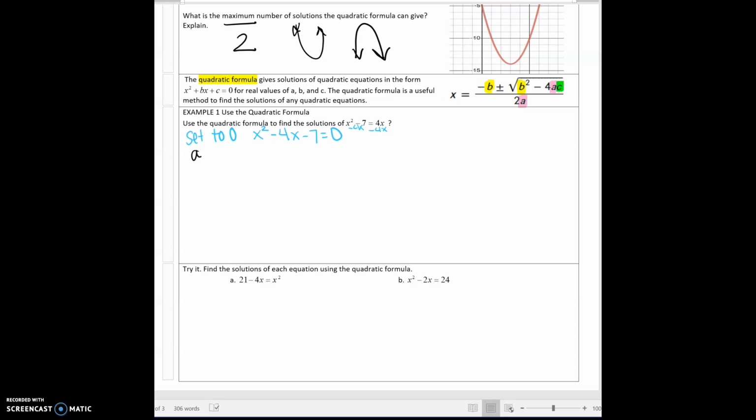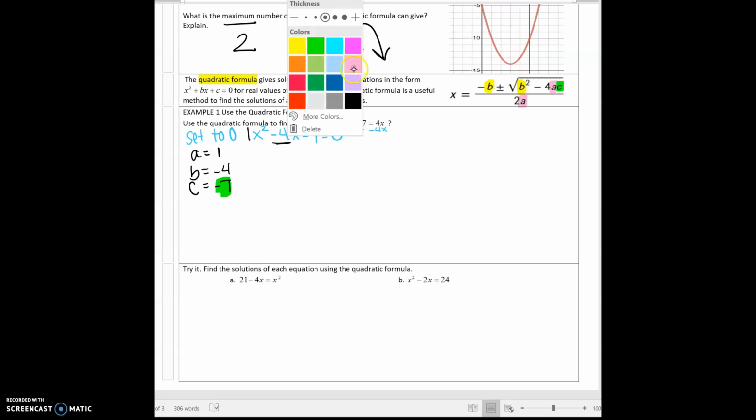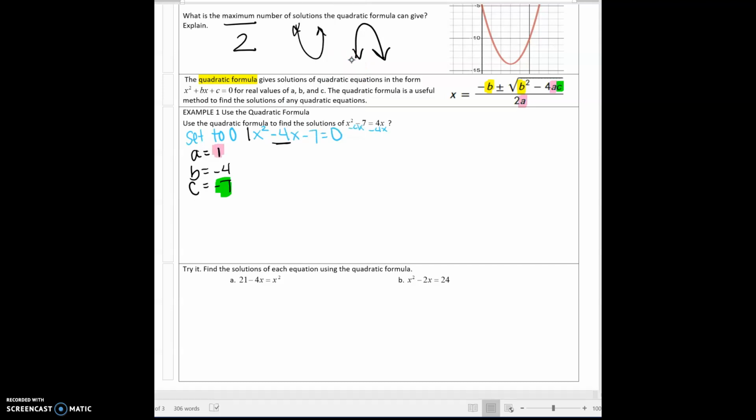So a, b, and c. a is 1. b is negative 4. And c is negative 7. So we're going to be plugging negative 7 in for c. We're going to be plugging in 1 for the a. And we're going to be plugging in negative 4 for the b.